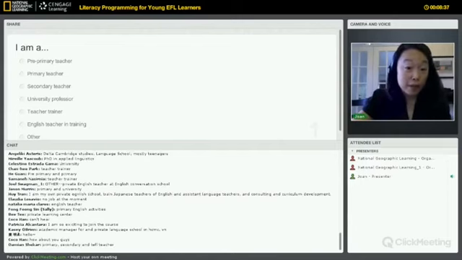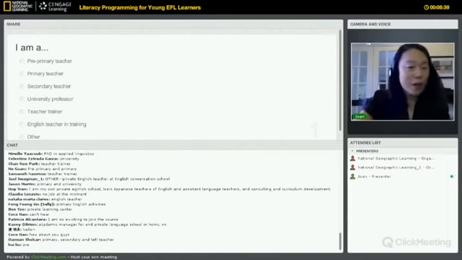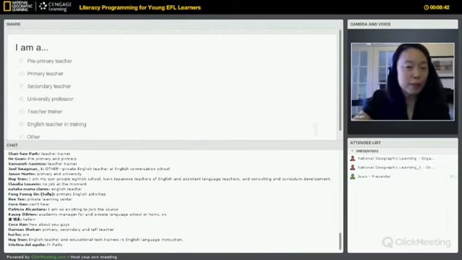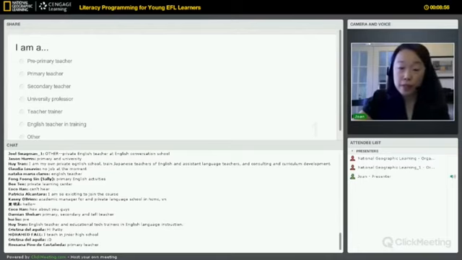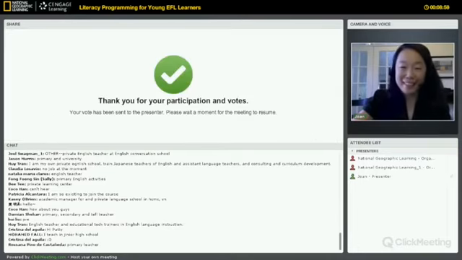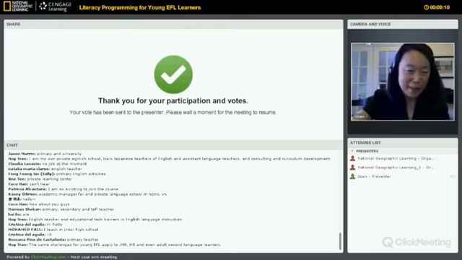Whether or not you're a primary teacher or pre-primary teacher, I hope that you will find this information that I'm going to share with you about literacy instruction for young EFL learners very interesting and helpful. Sometimes even if you're not teaching pre-primary students, understanding how our young learners learn to read and write can help you as you start to have these students later on, if you understand what types of instruction they are given.